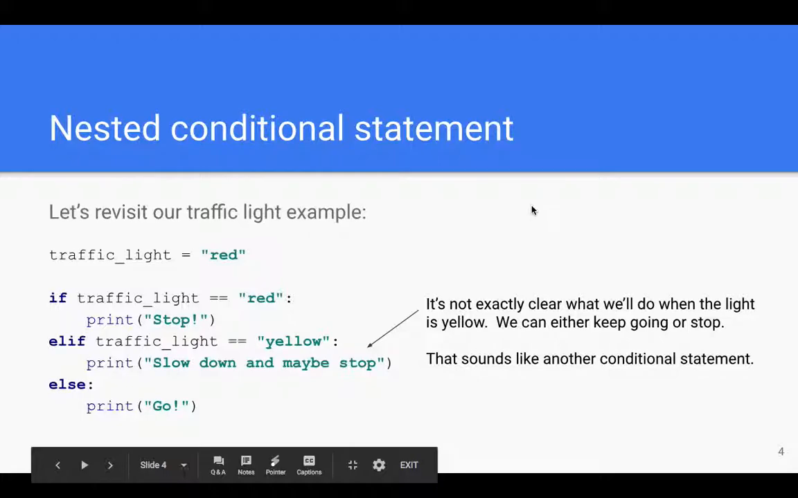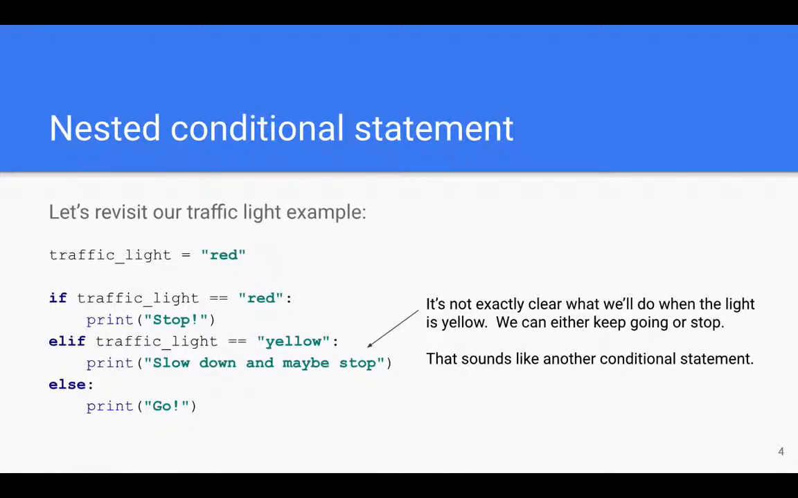Okay, so going back to the example we had when we talked about just conditional statements, we have this traffic light thing that, depending on whether it's red, yellow, or green, will do something differently. Now, in the case of yellow, we say slow down and maybe stop. So we don't really know whether we go or stop. In order to figure that out, it depends on something, right? That just really sounds like another conditional statement.